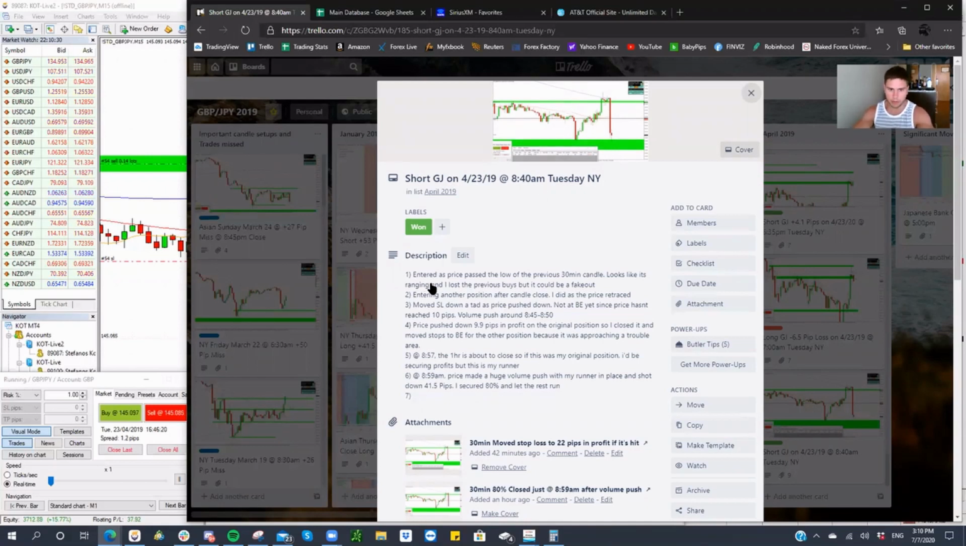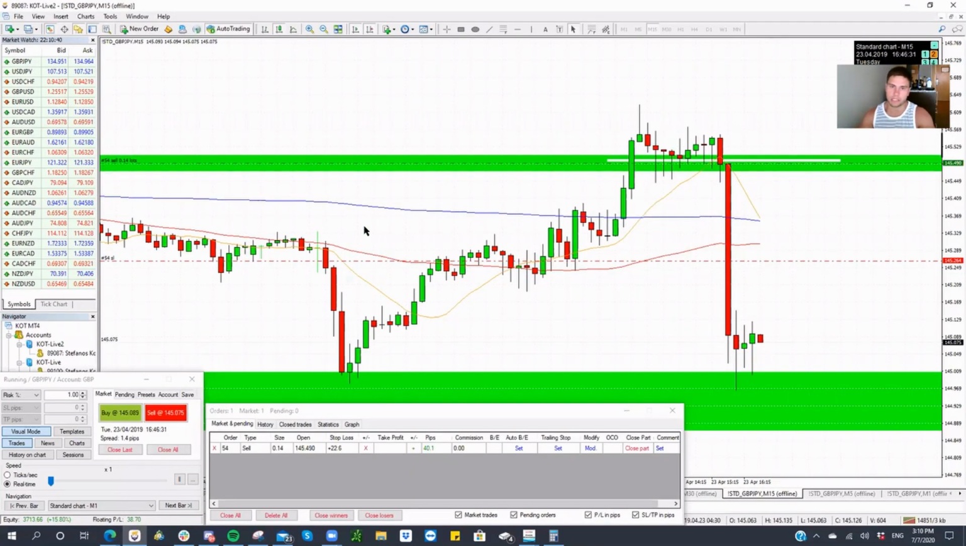As you can see right here, what I wrote down for number one is I entered as price passed the low of the previous 30-minute candle. Looks like it's ranging, and I lost the previous buys, but it could be a fake out. Right here, the style that I trade, I'm going to be going through more videos like this on how I trade in my style, but this is the first one on how I backtest.